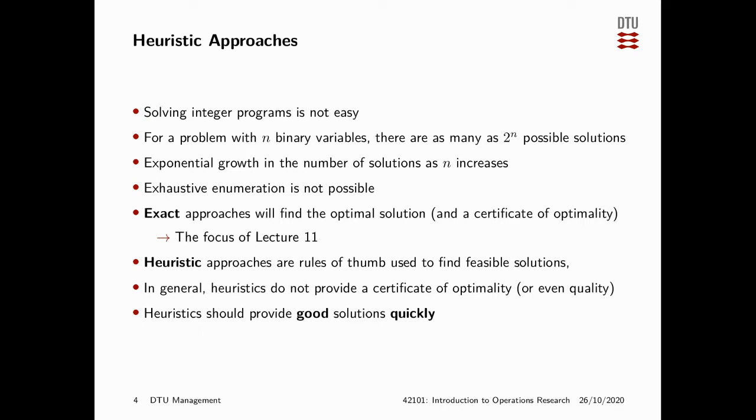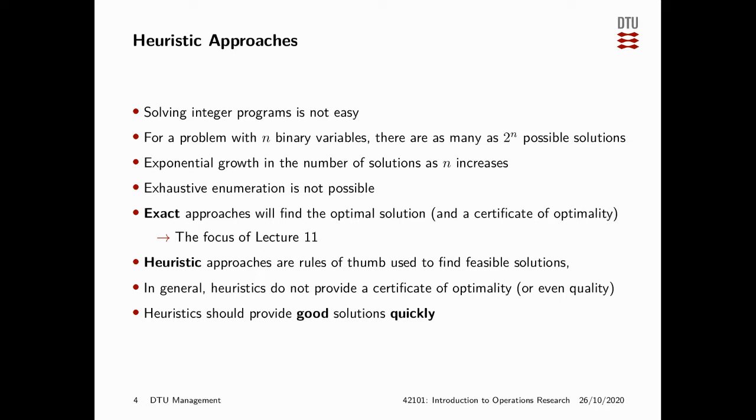So consider a problem with n binary variables. We can have as many as 2 to the n possible solutions. Remember, a binary variable can only take the values 0 and 1. So if I have n such variables, then there are 2 to the n possible configurations of the values of these variables. So in this case, we say that there's exponential growth in the number of solutions as n increases. If I increase n by 1, I double the number of possible solutions I may need to consider.